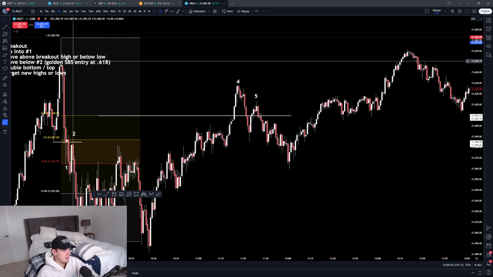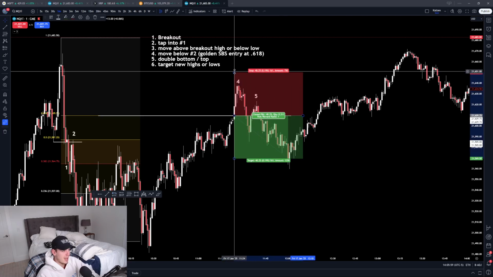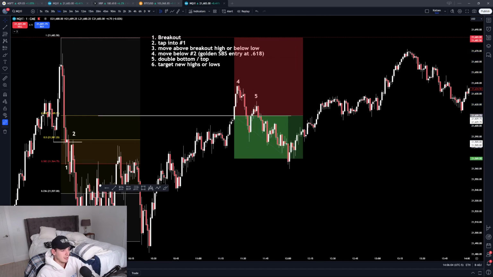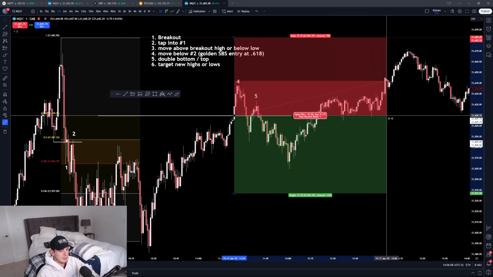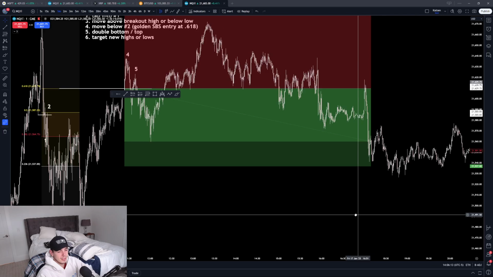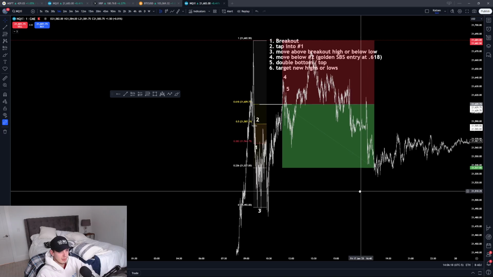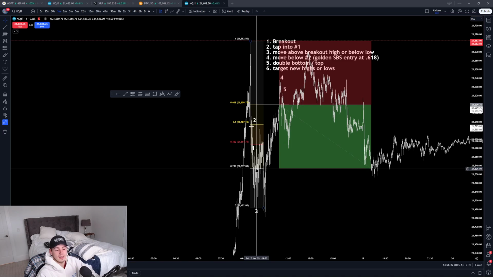Now, if you did the golden SBS entry, you would set your limit here, okay? Stop would be above the high where you marked out the top of the fib, and the original golden SBS goes to the 0.236. So just a 1-to-1 ratio, okay? And then once you master this and get comfortable with this, then you can start leaving it to new lows, because that's what we have. Target new highs or lows. But originally, you just enter or exit at the 0.236, okay?